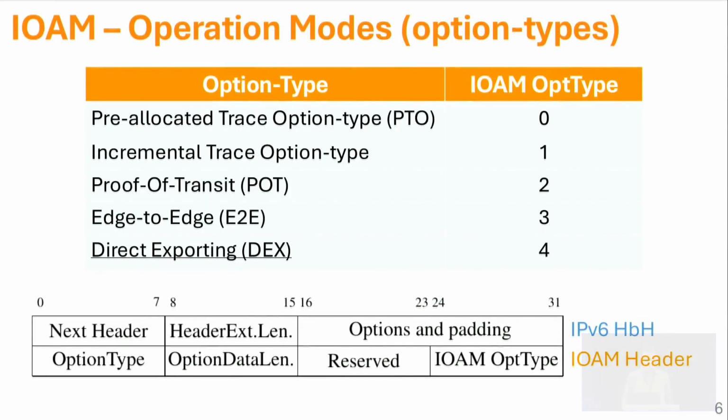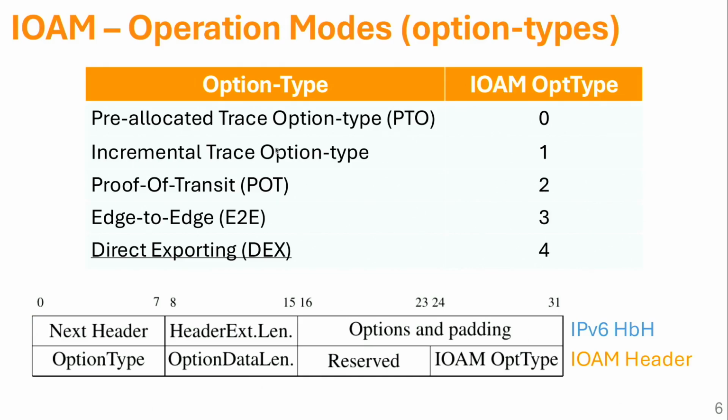IOAM was standardized to be used in many use cases, so it has many operation modes, and these operation modes are referred to formally as option types. Currently, five of them are standardized by the IETF. I will go through all of them quite quickly. We have the preallocated trace option type. This one is important because we will talk about it later in the talk.